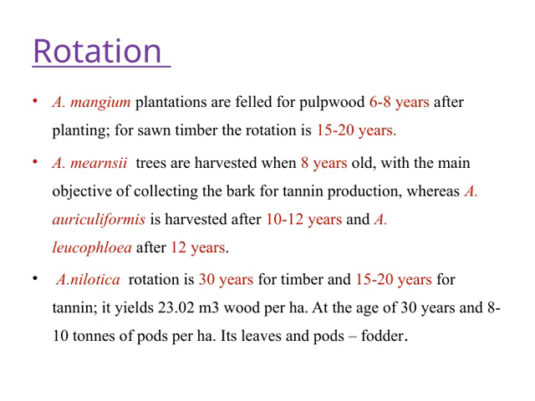Now, looking at A. nilotica, the rotation is quite a bit longer, about 30 years if we're focusing on timber, but if we're harvesting for tannin, it's usually between 15 to 20 years. This species yields around 23.02 cubic meters of wood per hectare. At that 30-year mark, it also produces about 8 to 10 tons of pods per hectare, which are valuable not only for timber but also as fodder, along with the leaves and pods. These rotation periods are crucial because they influence the economic returns and sustainability of each plantation type, tying back to our overall goal of sustainable forestry and optimal resource use.